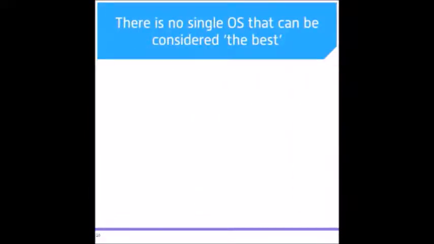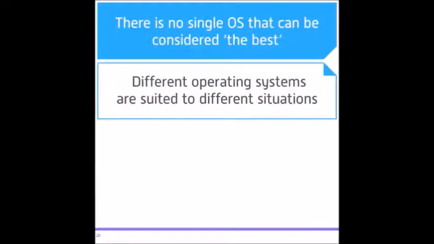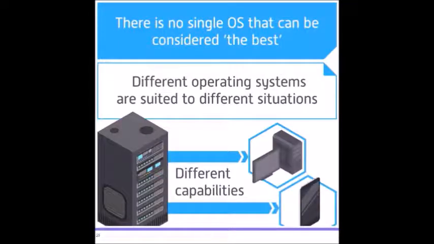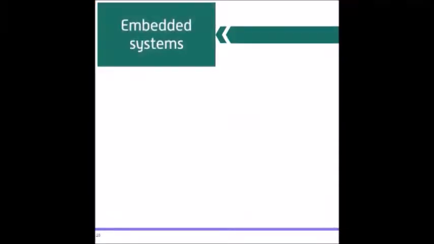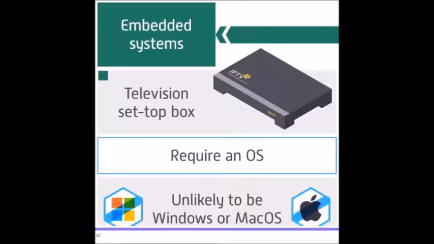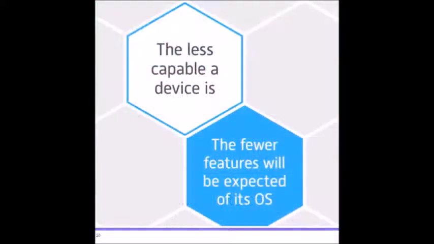There is no single operating system that can simply be considered as the best. Different operating systems are suited to different situations. The operating system of a server will have different capabilities to that of a workstation or a handheld device. Even embedded systems, such as a television set-top box, require an operating system, and this is unlikely to be Windows or Mac OS. The less capable a device is, the fewer features will be expected of its operating system.